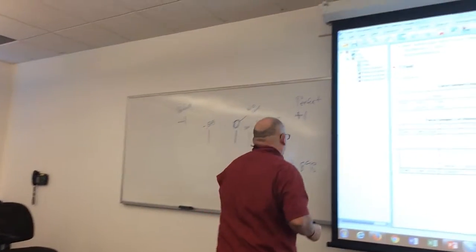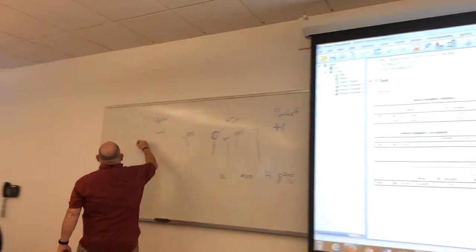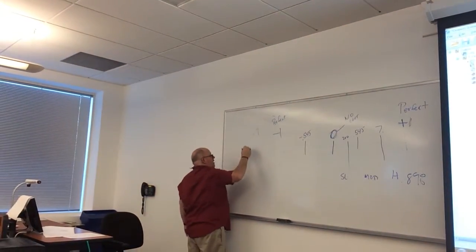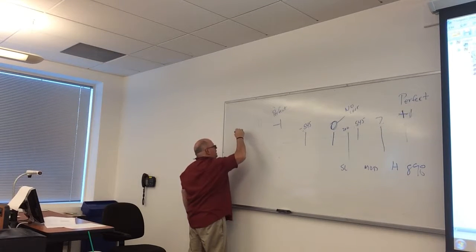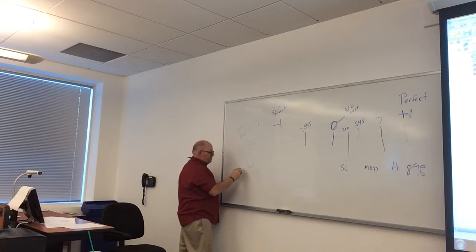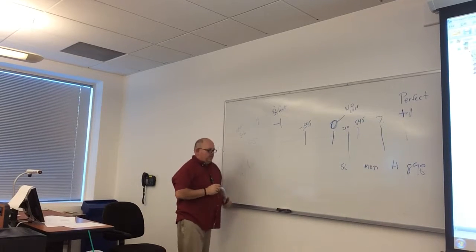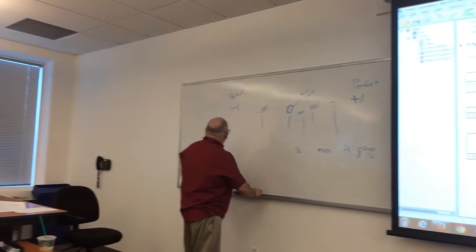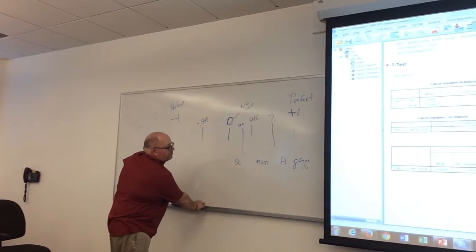If it is above 0.05, it is non-significant. If it's below 0.05, it is significant. Okay? The faster you get that, the faster we move through stuff.